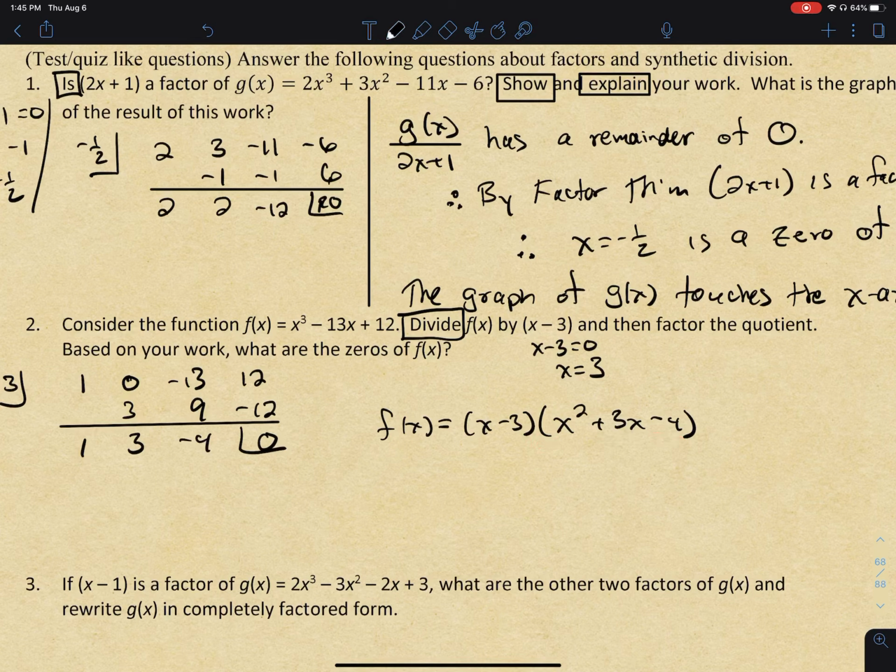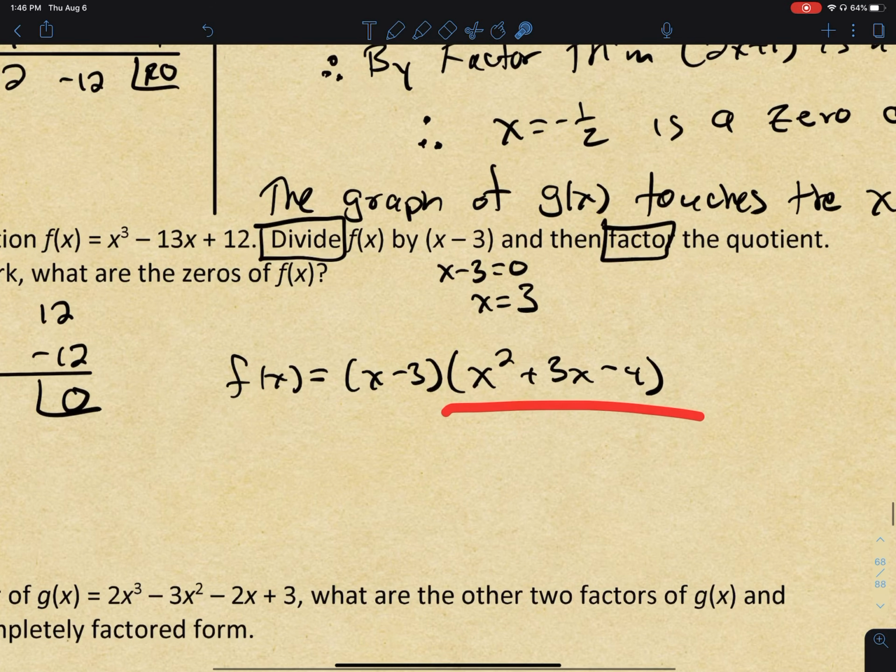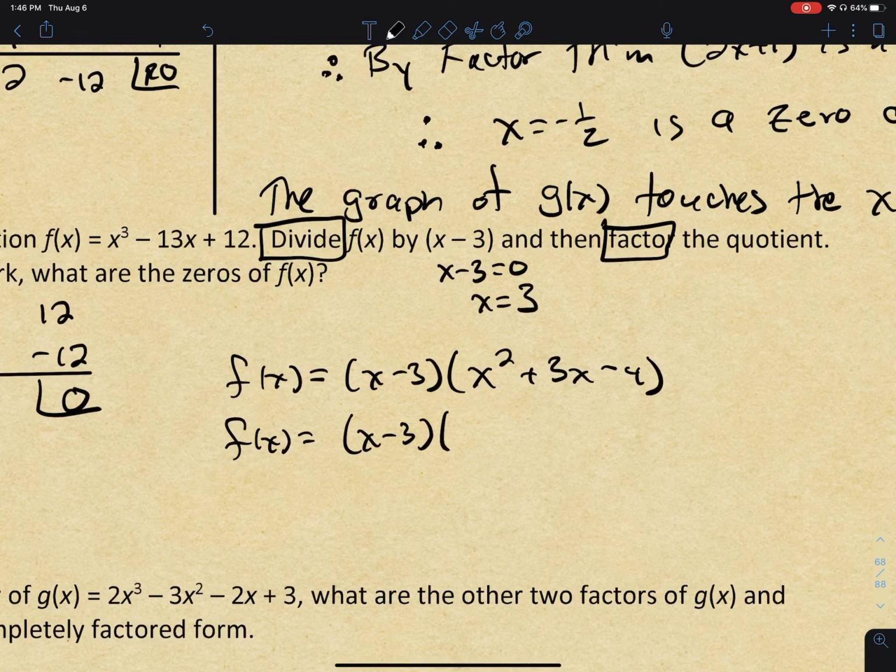I'm supposed to factor the quotient. This is the quotient. So my factor is x minus 3. Two things that multiply to get negative 4 and add to get 3. That would be x plus 4 and x minus 1. Assuming that I can add and multiply correctly. I don't always.